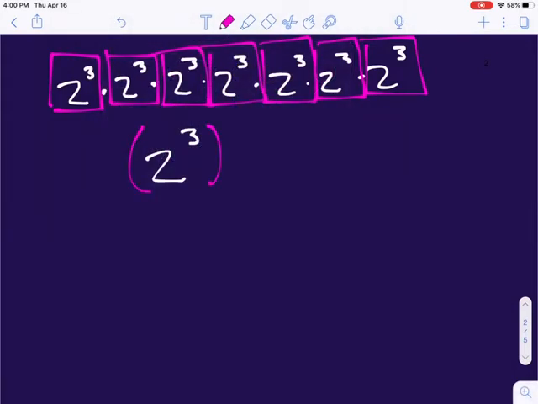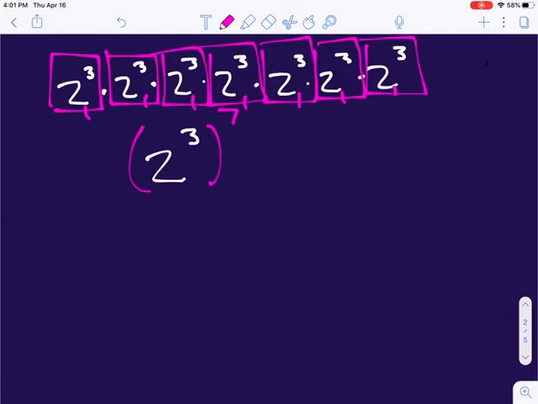Well, it was repeated 1, 2, 3, 4, 5, 6, 7 times, right? And so you've got this going on. Now, if I said, hey, I want you to figure out how do I simplify that? What do I do with that? How would I figure out exactly what 2 to the third to the seventh power is? That's where this law of exponents comes in, because there's obviously another way you could do it.